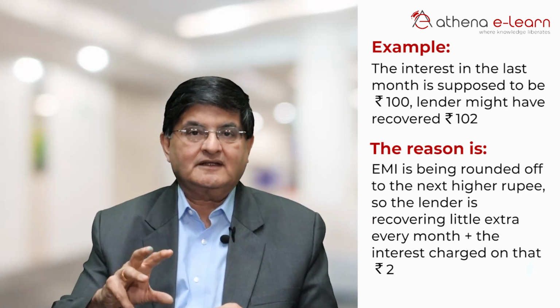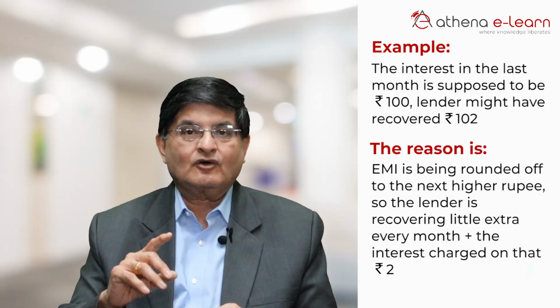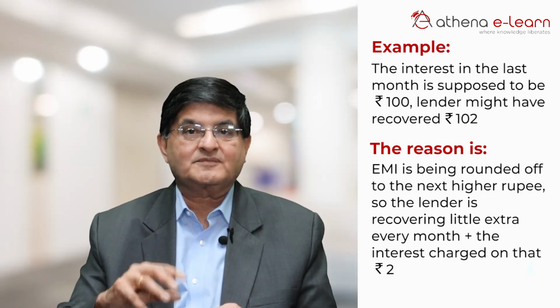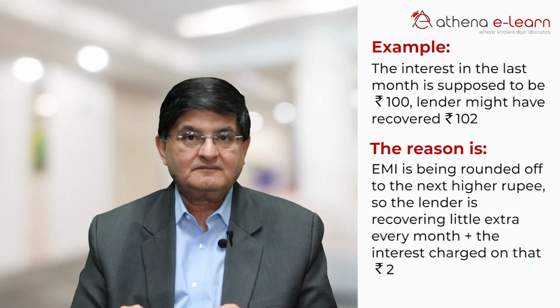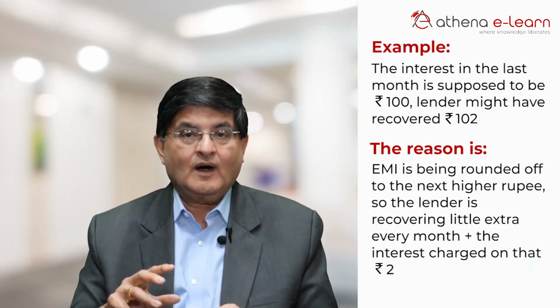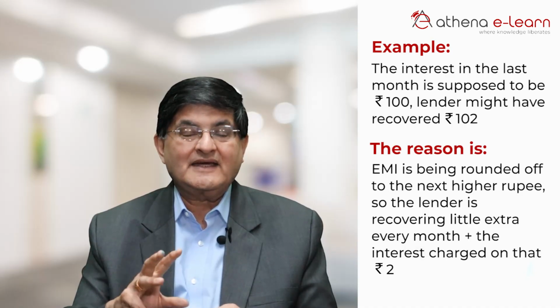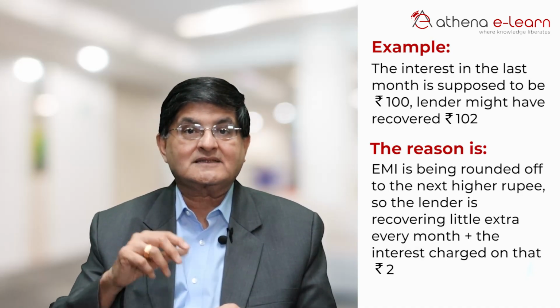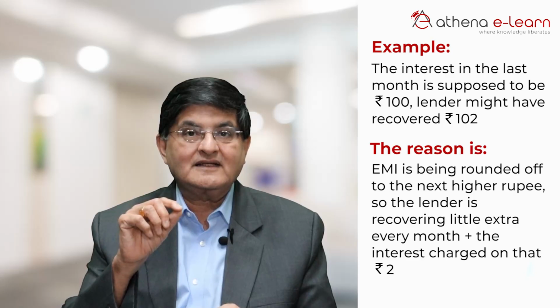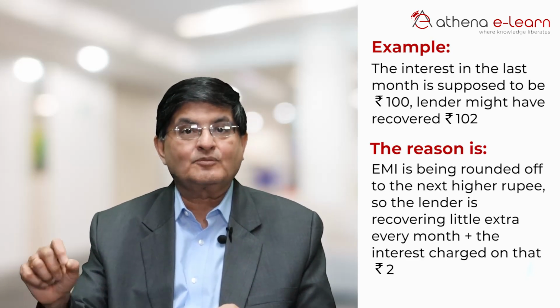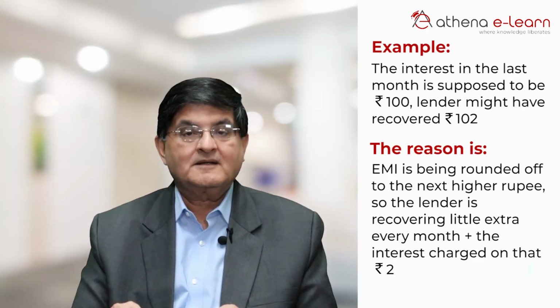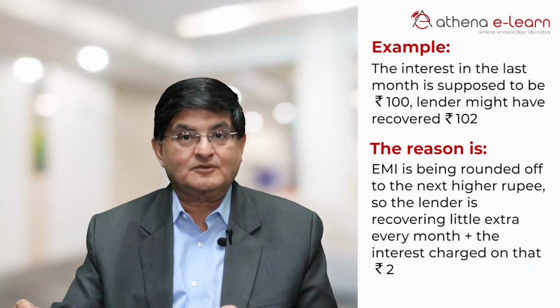Now, a little trivia here. What you will notice is that although the interest in the last month is supposed to be say 100 rupees, you might have recovered 102 rupees. There are two reasons for that. One, remember that the EMI is being rounded off typically to the next higher rupee. So you are recovering a little extra every month from him. That extra is reflecting in that 2 rupees that you've charged him extra for. Plus, you're charging him interest on those 2 rupees. Although the number is very minuscule, it still impacts the calculation.